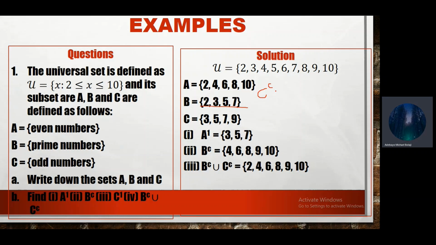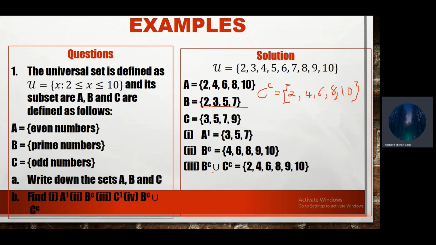C complement, in the same way, refers to elements in the universal but not in our C. Now, look at our C: it has elements 3, 5, 7, 9. So the first element which is in the universal but not in C is 2, then 4, 6, 8, and 10. So these are the elements in the universal but not in set C.